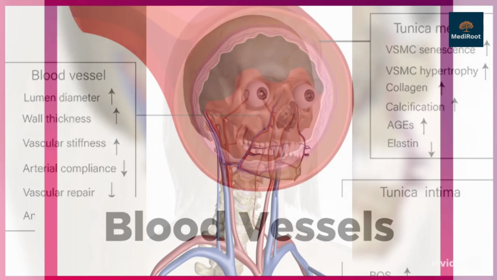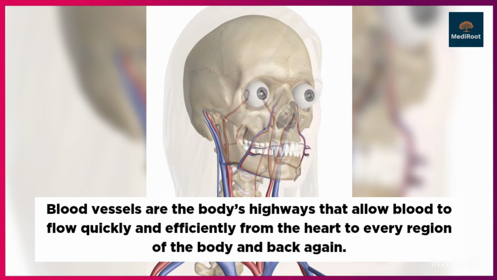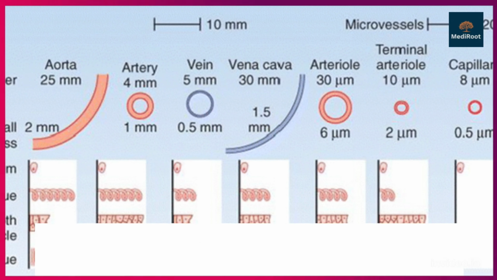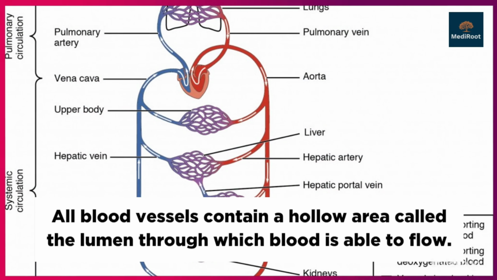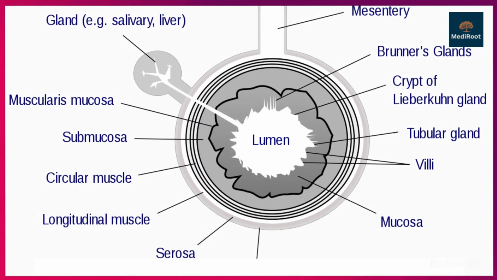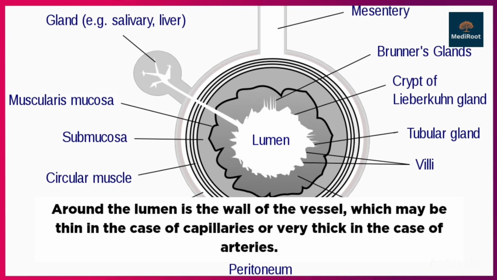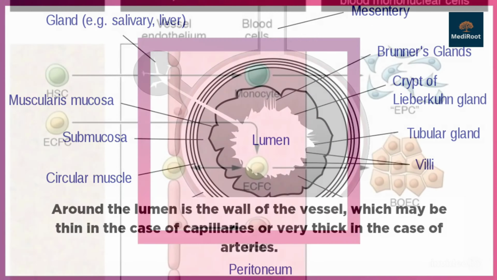Blood vessels. Blood vessels are the body's highways that allow blood to flow quickly and efficiently from the heart to every region of the body and back again. The size of blood vessels corresponds with the amount of blood that passes through the vessel. All blood vessels contain a hollow area called the lumen through which blood is able to flow. Around the lumen is the wall of the vessel, which may be thin in the case of capillaries or very thick in the case of arteries.